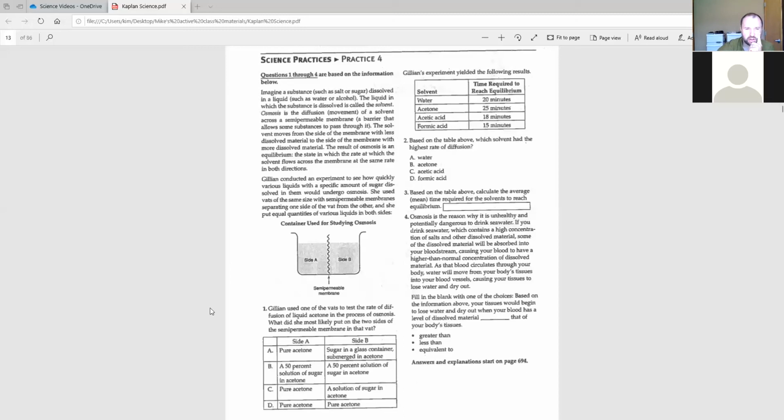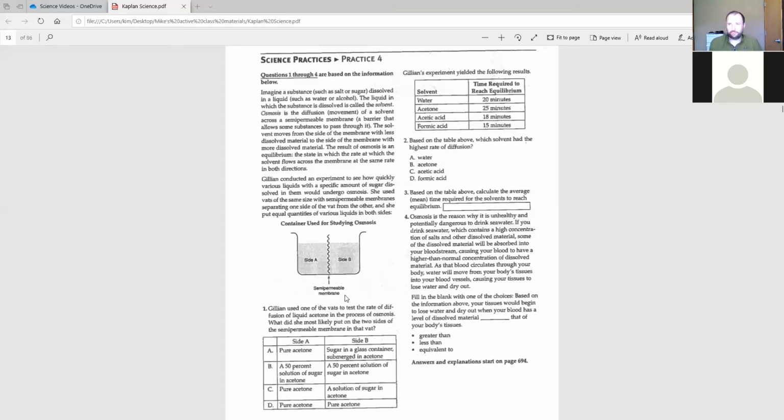Okay. So here are our four choices. A is pure acetone on this side, sugar in a glass container submerged in acetone on this side. B, 50% solution of sugar in acetone on the same side B. C says pure acetone on side A and a solution of sugar in acetone on side B. Or D, pure acetone on both sides.